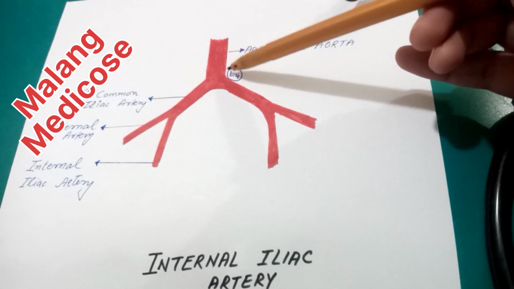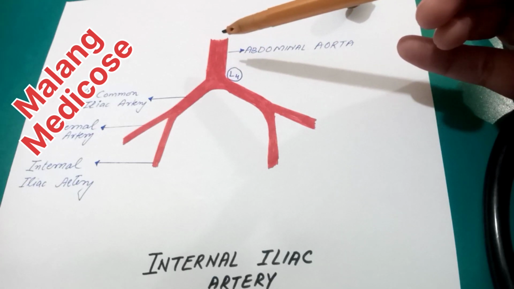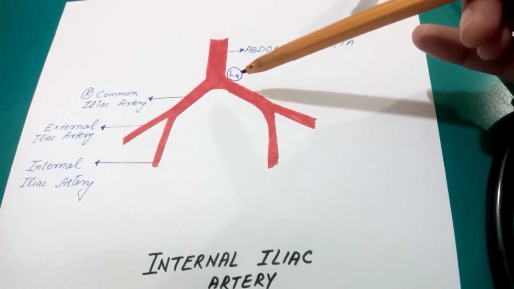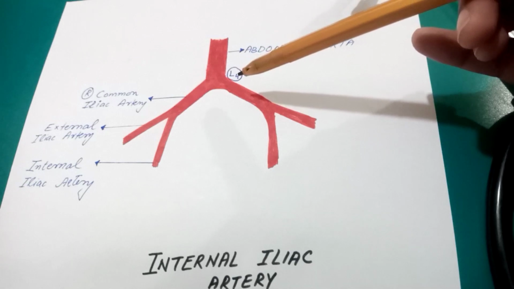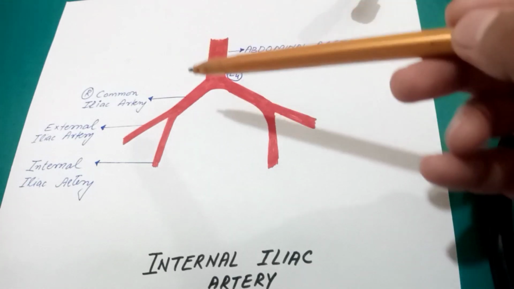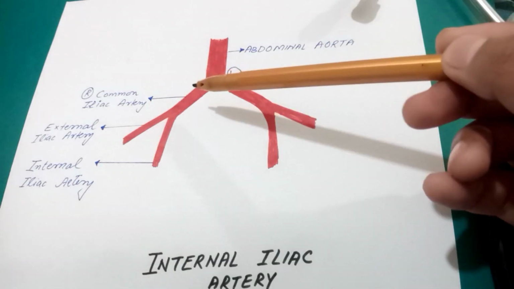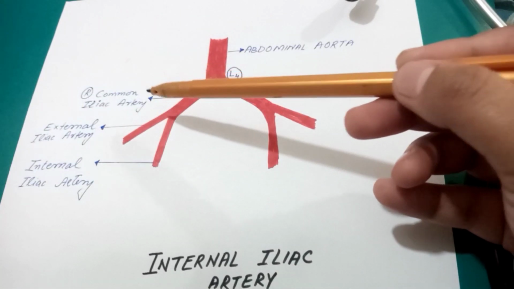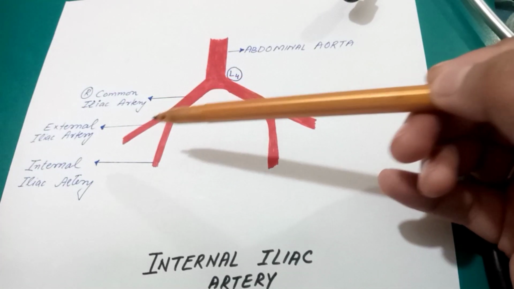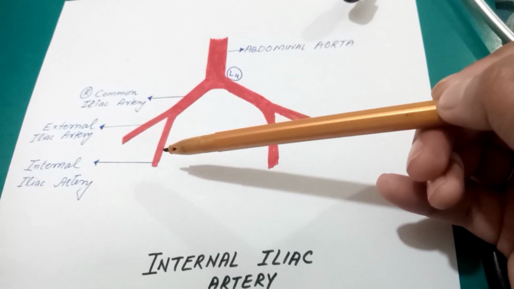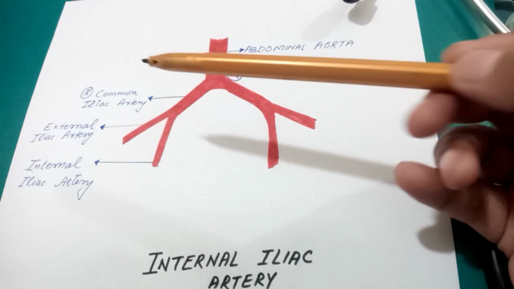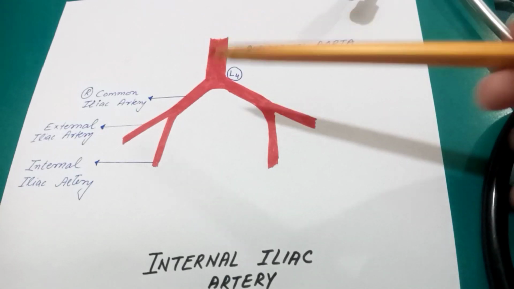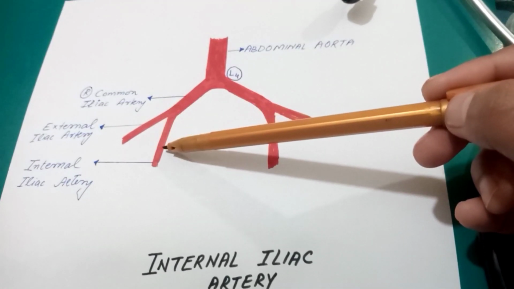Here you can see that this is the abdominal aorta. It gives many branches, and at the level of its bifurcation, which occurs at the level of L4, this abdominal aorta bifurcates into right and left common iliac artery. Then this right and left common iliac artery further divide into the external and internal iliac artery, as when they pass in front of the sacroiliac joint, they divide into external iliac artery and the internal iliac arteries.